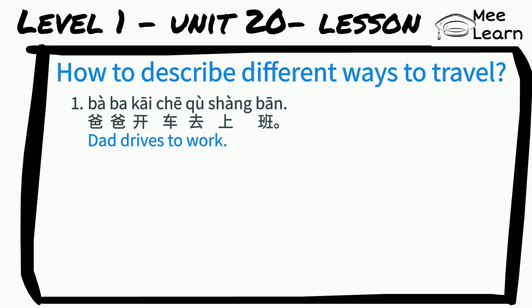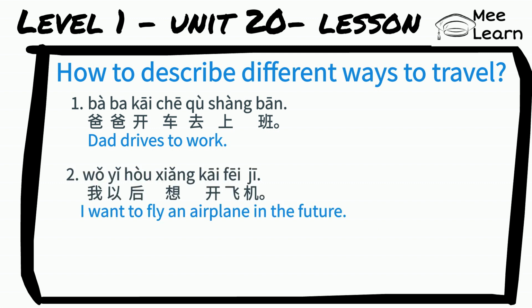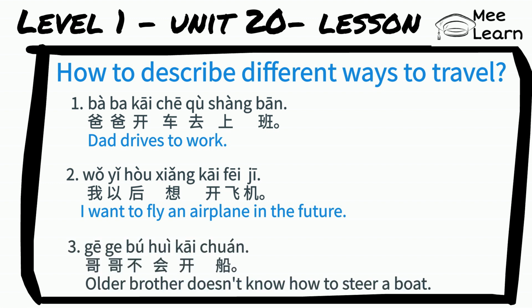爸爸开车去上班 Dad drives to work. 我以后想开飞机 I want to fly an airplane in the future. 哥哥不会开船 Older brother doesn't know how to steer a boat.